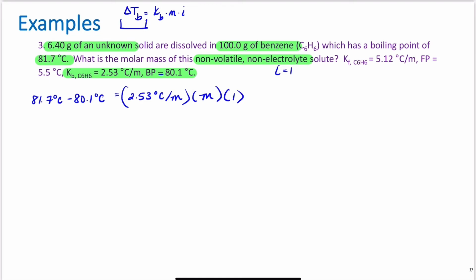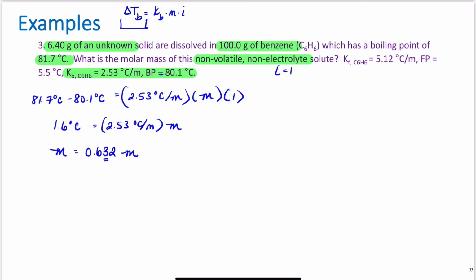I'm going to solve this for molality. The difference over here, 1.6 degrees C, brings me down to 2 sig figs. I need to keep decimal places. 1.6 equals 2.53 degrees C per molal times molal, and just solve for molal. 1.6 divided by 2.53 gives me 0.632. I'm going to underline that 3, because that's where my sig figs are, and the units there are molal.